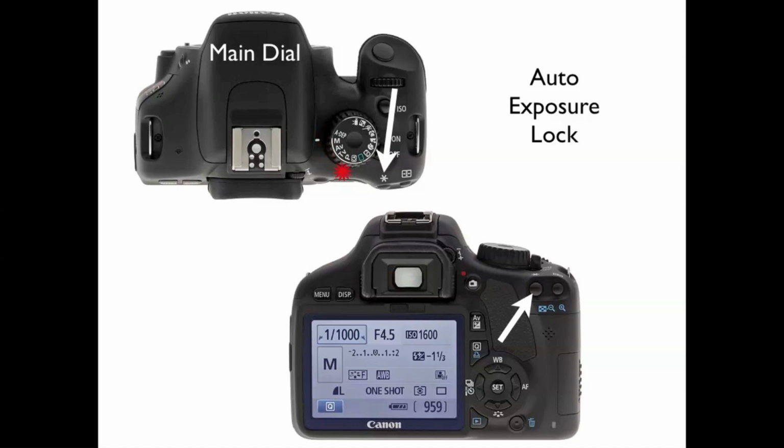However, in these three modes right here, those settings will constantly change on you as you're pointing your camera in a variety of different areas. So if you want to lock your exposure in, push your exposure lock button. It looks like a star. Once you push this button, you don't have to hold it down. You can release it. As long as you can see that star lit up in your viewfinder somewhere on the left, that means your camera has locked that exposure for you.